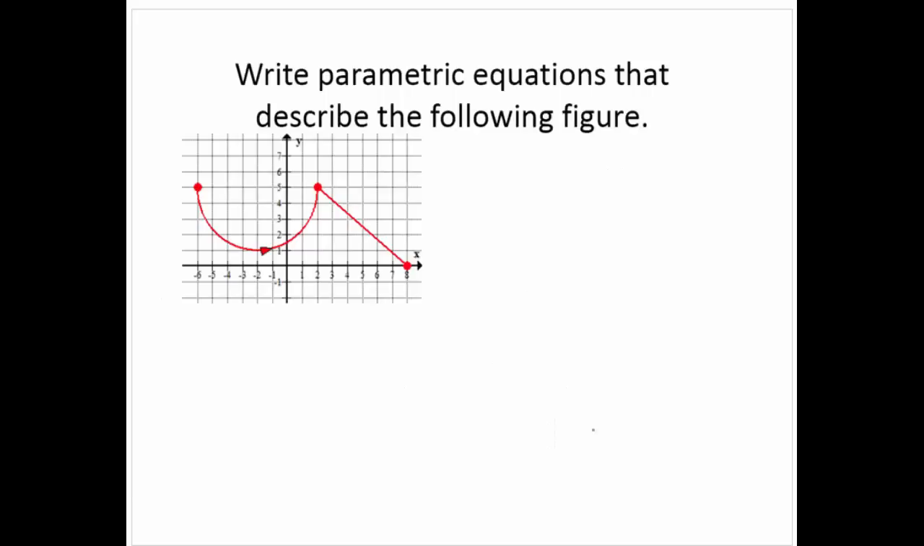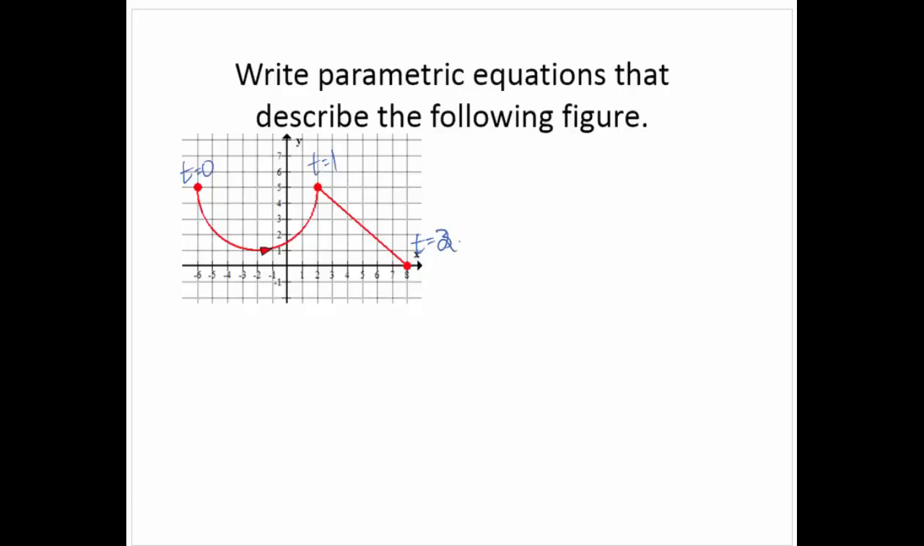Alright, so now we're going to put some ideas together. We're going to try and write parametric equations that describe this figure. Now, you won't be able to do it in just one set of equations. So instead what we're going to do is write two sets of equations that describe this curve, and we're just going to adjust the time, the parameter. So what I'm going to say is that this point is t equal to 0. This point will be t equal to 1, and the third point is going to be when t equals 2.